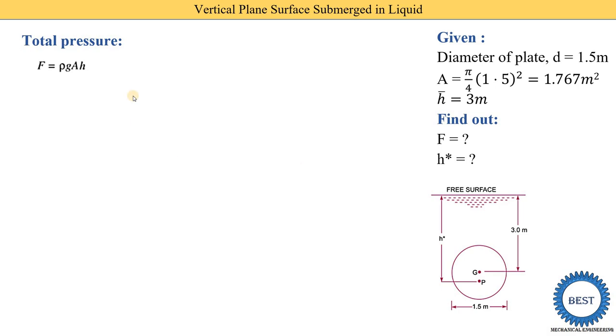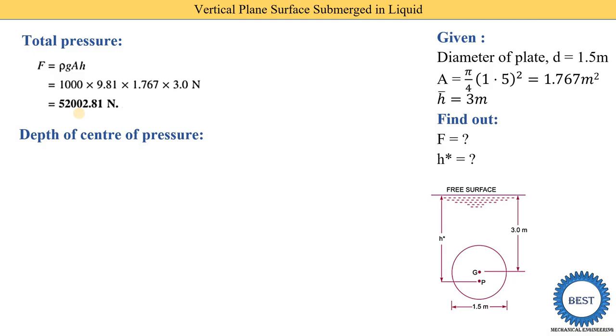Here also the water is considered. So density is 1000, g is 9.81, the area we already calculated, that is 1.767, and h bar is directly given. In the last numerical we needed to find this h bar because it was not directly given, but in this case h bar is given, that is 3 meter. So we put h bar equal to 3 and find the force in Newton. We multiply these four values and we get F equal to 52002.81 Newton. So this is our answer for total pressure.